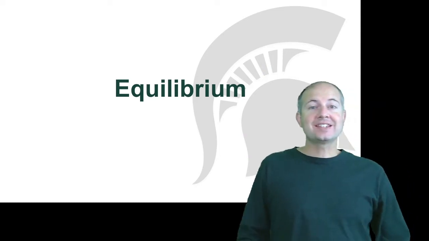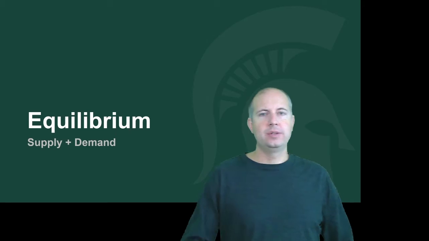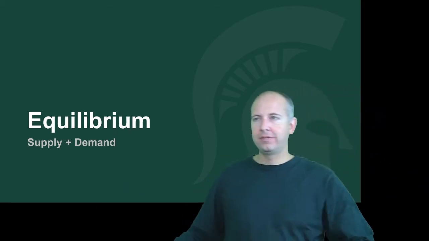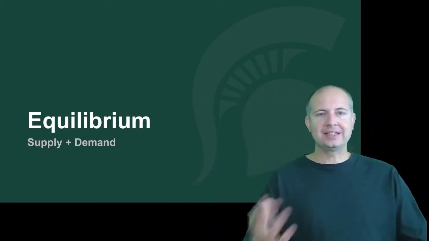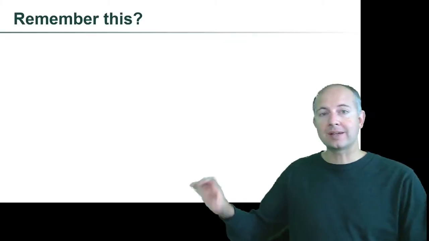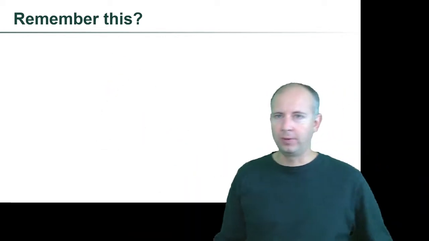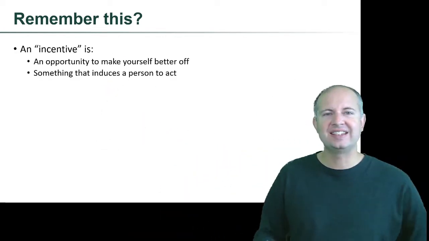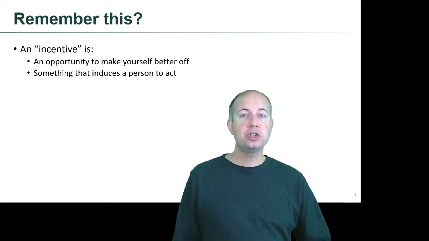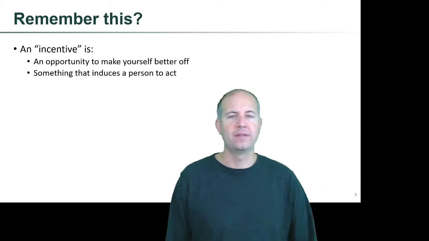We are going to begin discussing equilibrium. What we've done in the last several classes, we talked about supply by itself, and we talked about demand by itself. Now what we're going to do is put them together. To do this, I'm going to start with looking at some slides we talked about on one of the first days of class. We said an incentive is an opportunity to make yourself better off, and it's something that induces a person to act.